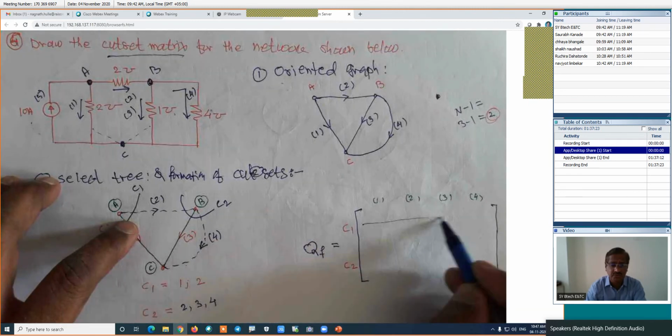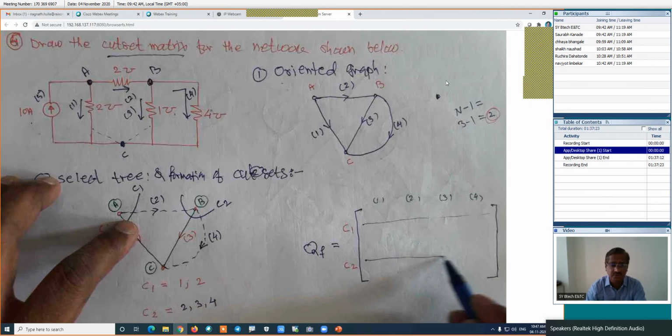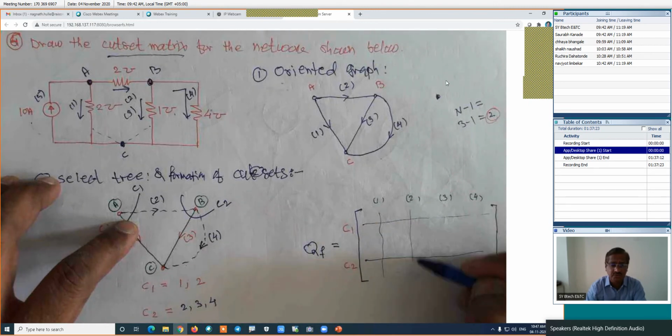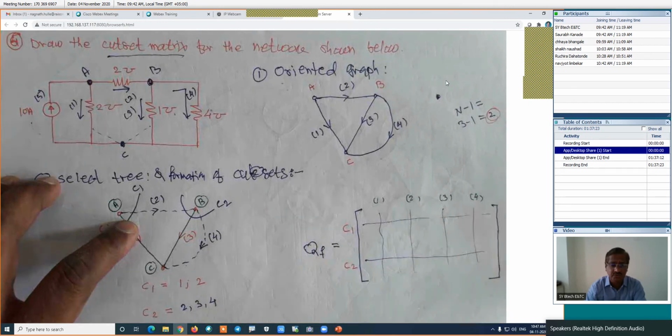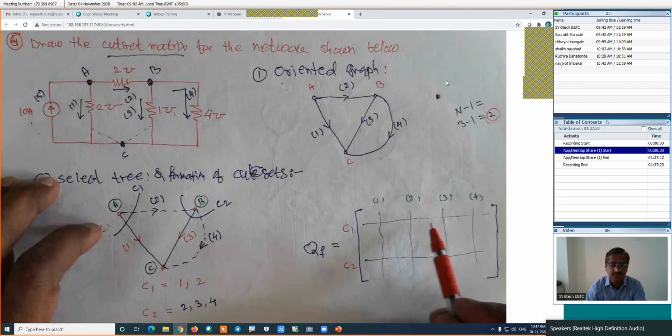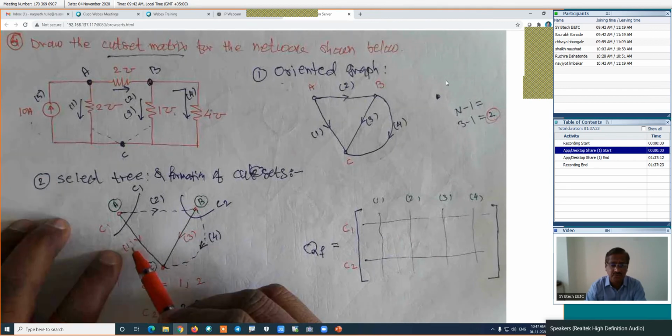Here, this is first row. This is first column, second column, third column, fourth column. I will make the entries. How will be the entries? I will start for the cut set number 1. This is branch number 1.